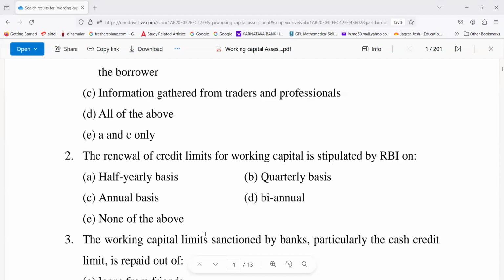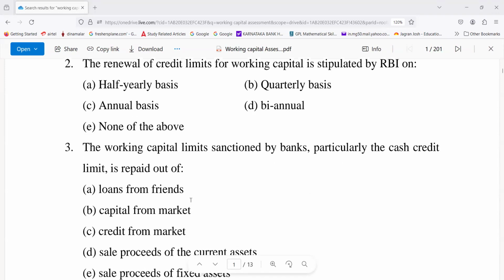Number 2, the renewal of credit limits for working capital stipulated by RBI is to be done on a half yearly basis, quarterly basis, annual basis or biannual basis? People who are not working in a bank may not know. It is to be done on an annual basis.